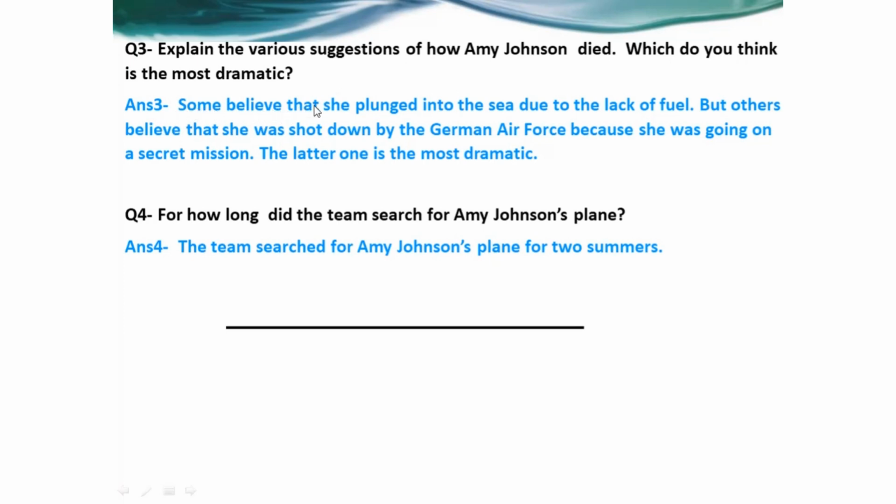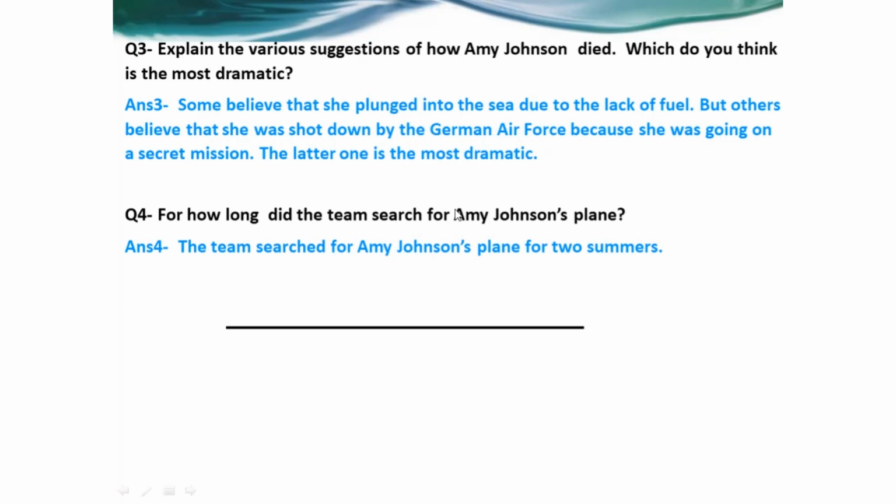Some believe that she plunged into the sea due to lack of fuel, but others believe that she was shot down by the German Air Force because she was going on a secret mission. The latter one is the most dramatic. Latter means the second reason is most dramatic. That maybe she was flying on some secret mission and the German Air Force shot her. I really think it's very dramatic. So that is the answer for question number 3.